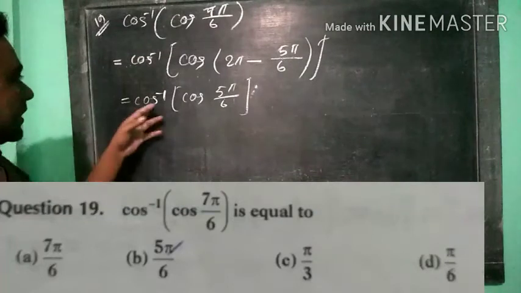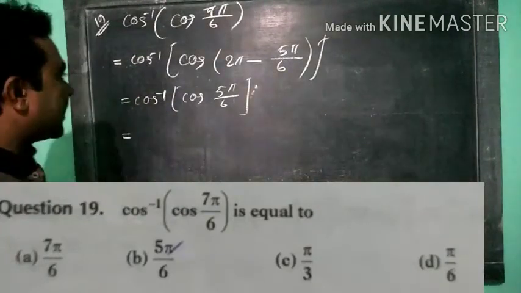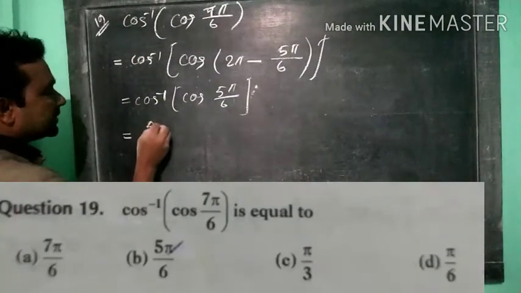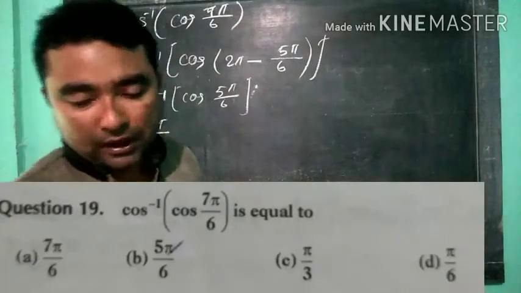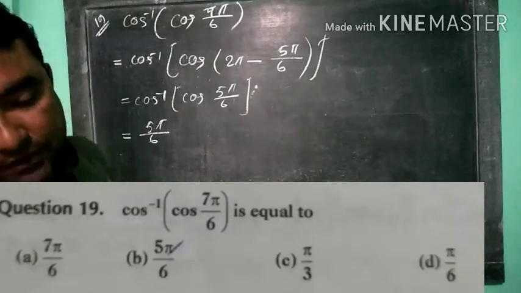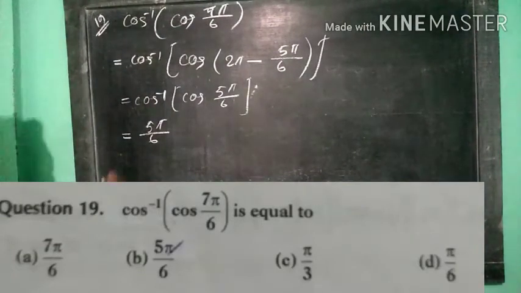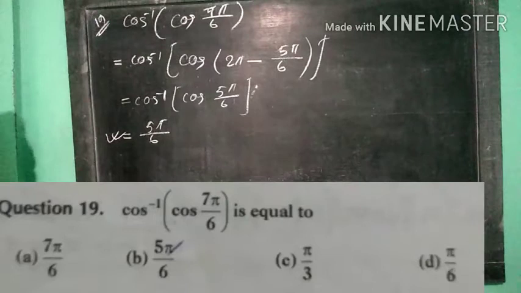If they multiply, the answer becomes 5 pi by 6. So what is the correct option? The correct option is B, 5 pi by 6. This is the correct option B.